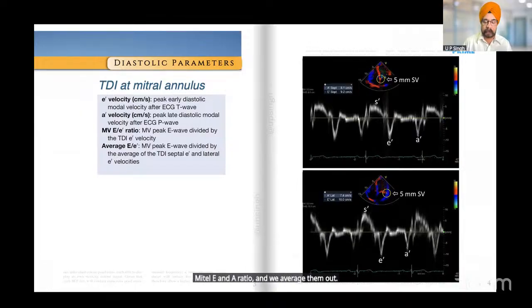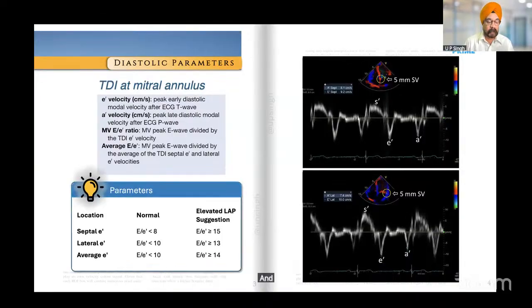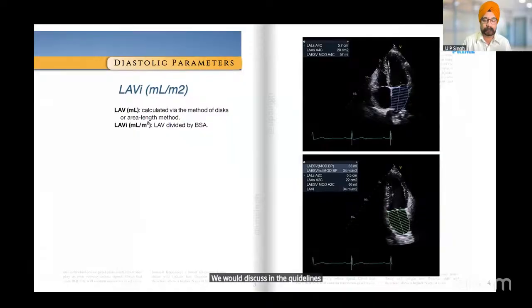These guidelines have given a lot of importance to E prime velocity of the medial and lateral, and they've chosen this as the number one step. And this is no longer a very important parameter now. We will discuss it in the guidelines.